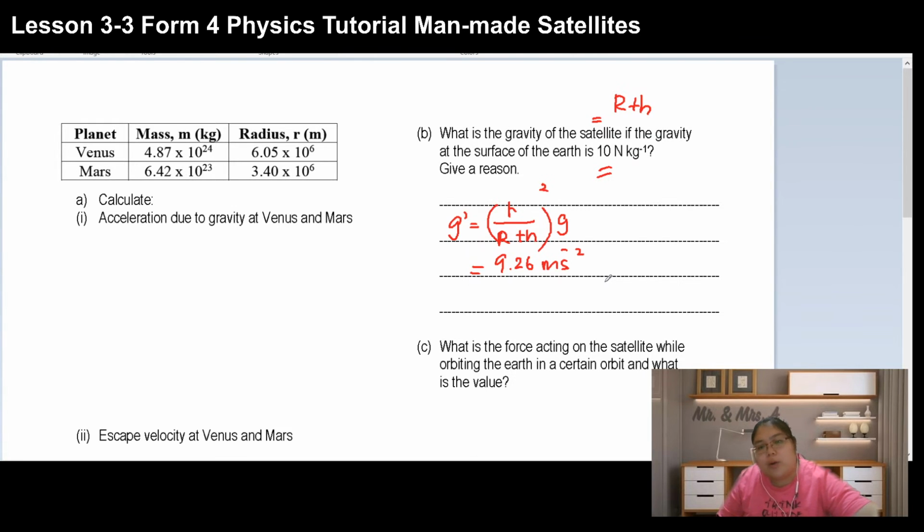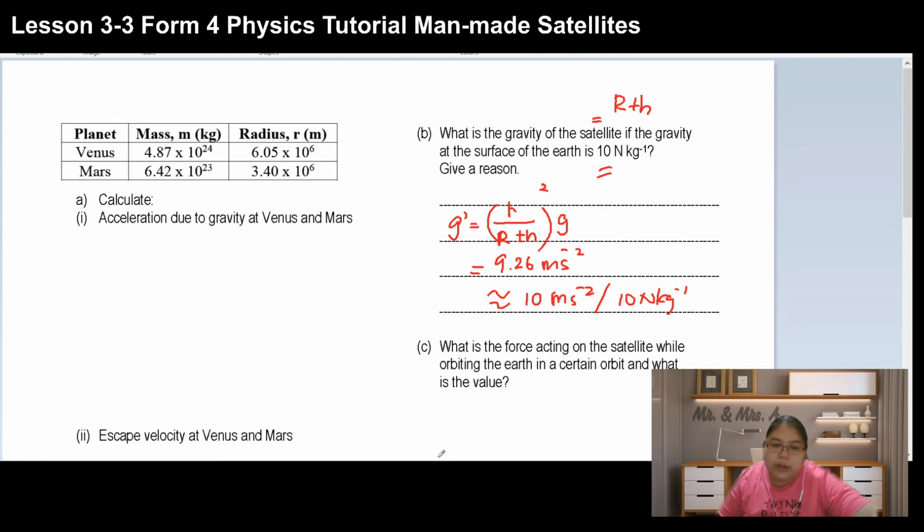Why can it not be 9.8? Because it is far away a little bit. It is almost the same as the Earth, 10 m/s squared, or you say 10 Newton per kilogram. So from here, we write the answer, 9.26. Then you need to give the reason. The reason is it cannot exactly become 10, because it is far away a little bit from the Earth. So we get the answer 9.26.